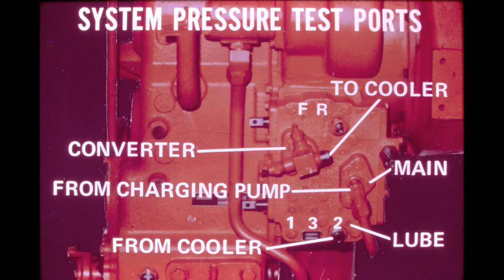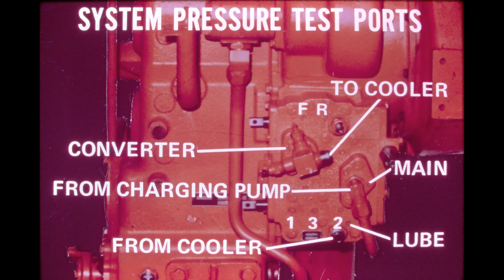The test port for checking main pressure is on the right side of the mounting flange for the inlet tube from the charging pump. It measures the pressure on the oil just upstream from the main regulator spool. Charging pump fluid flows internally past the main regulator spool to the torque converter. It then returns by an internal passageway to the converter regulator spool on the left side of the control valve.